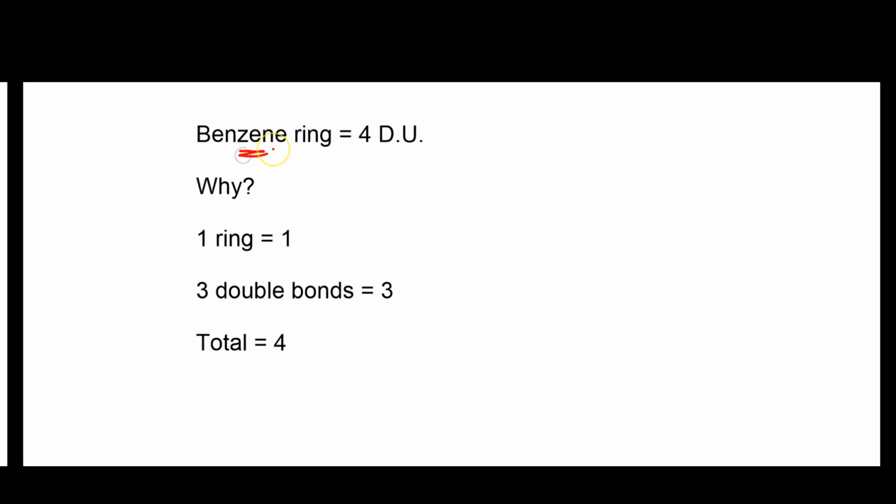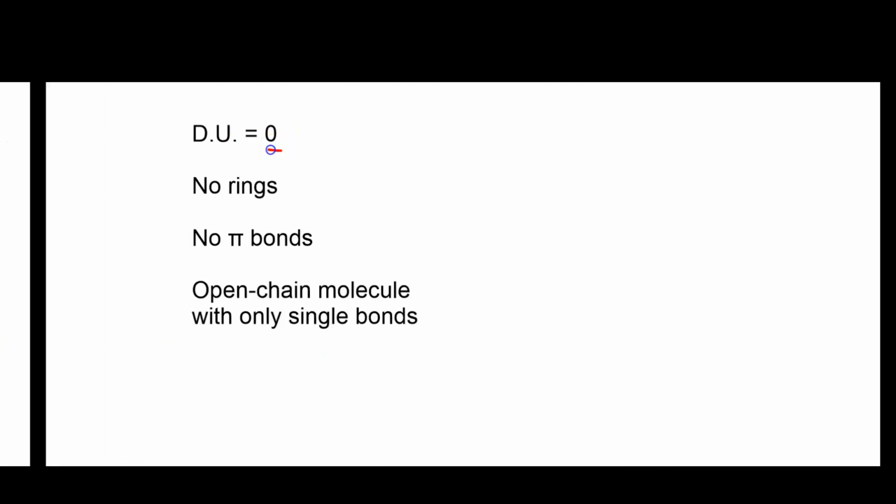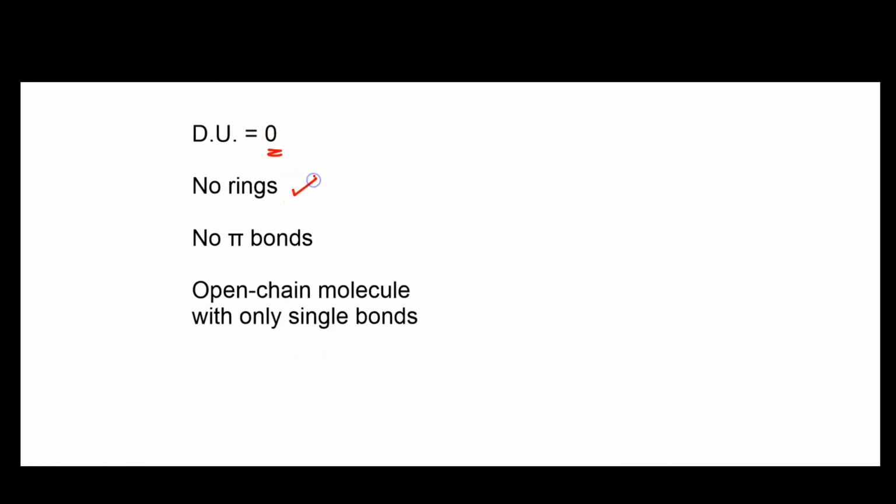A benzene ring has a DU of 4. It has one ring, which counts as 1 DU, and 3 double bonds, which count as 3 more. So 1 plus 3 equals 4, hence 4 DU. If DU equals 0, the molecule has no rings and no pi bonds. So the carbon skeleton is open chain and contains only single bonds. For example, we have aliphatic straight chain or aliphatic branched chain. All these are known as open chain.